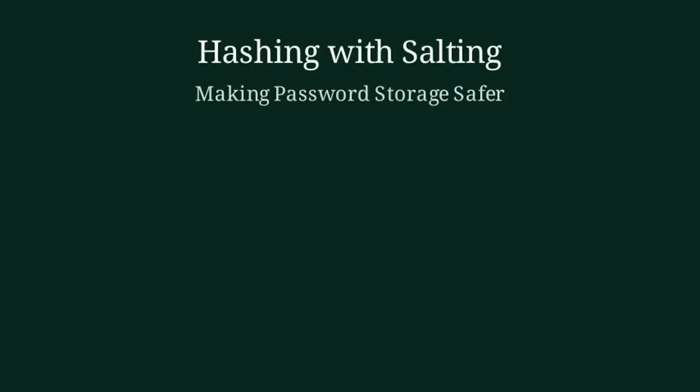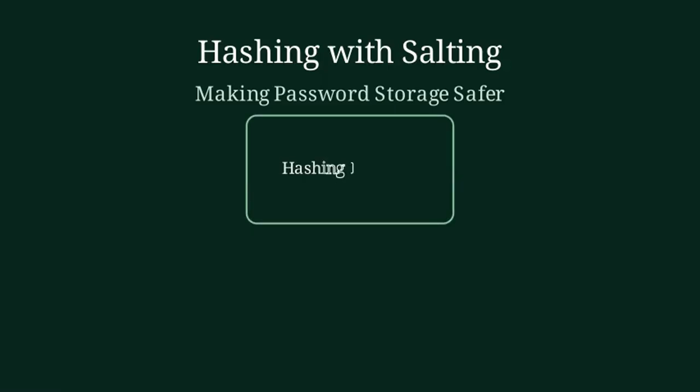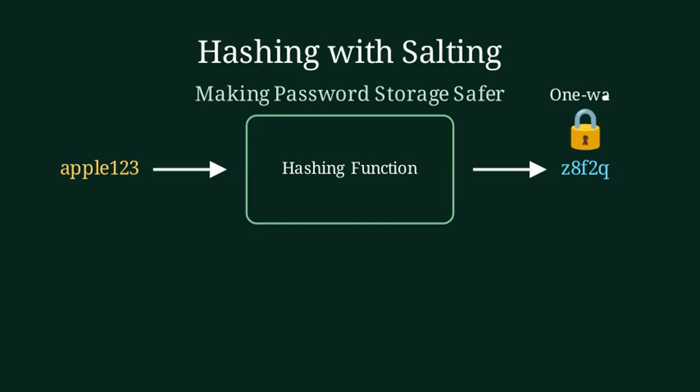In this video, we will learn how hashing works, why it has a weakness, and how salting fixes that weakness. First, let's understand hashing. Think of a hashing function as a magic blender. You put a word in, and it produces a fixed length, random-looking output called a hash. For example, the password Apple123 might become Z8F2Q. It's a one-way street. You cannot reverse the hash back to the original password.